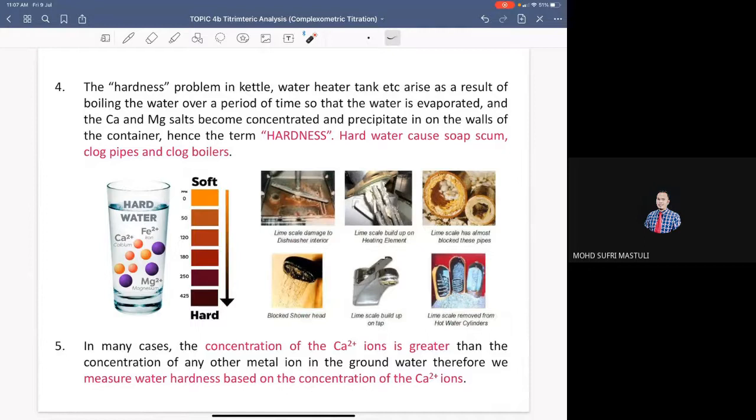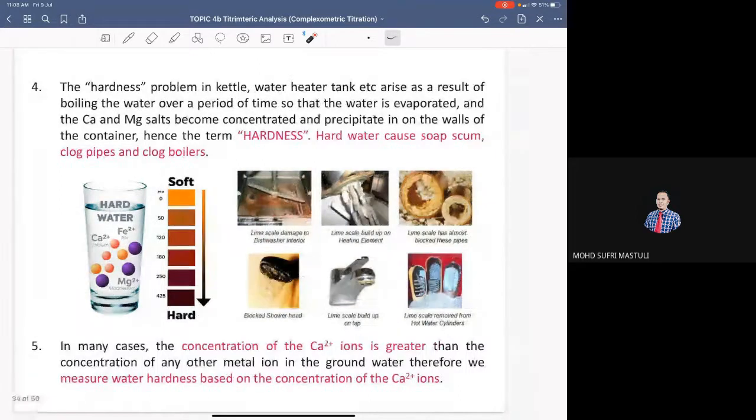In many cases, the concentration of calcium ion is greater than the concentration of other metal ions in the groundwater. Therefore, we can measure the water hardness based on the concentration of calcium ion via EDTA titration.